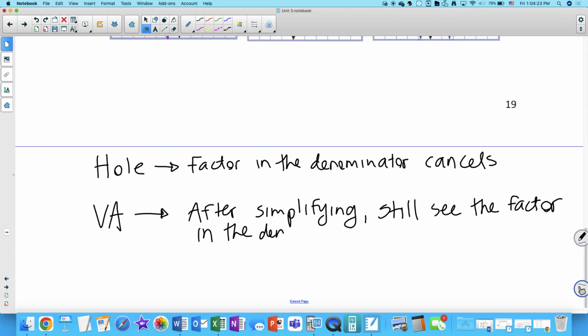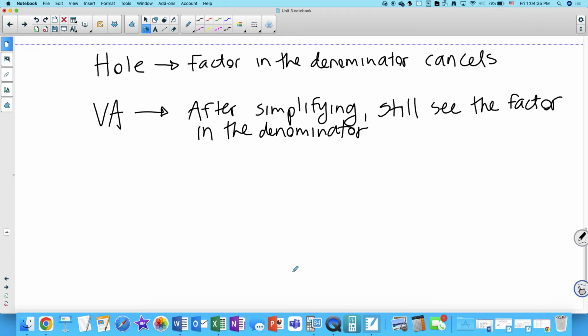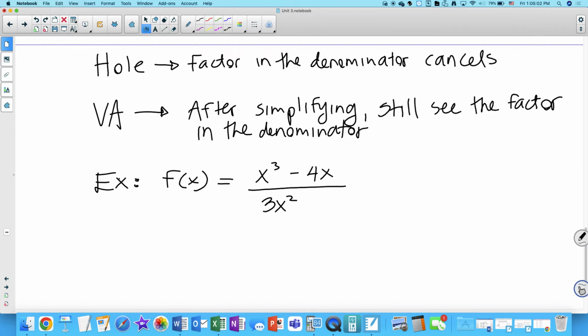Okay, so let's see. For example, say I have f of x equals x cubed minus 4x over 3x squared plus 6x.